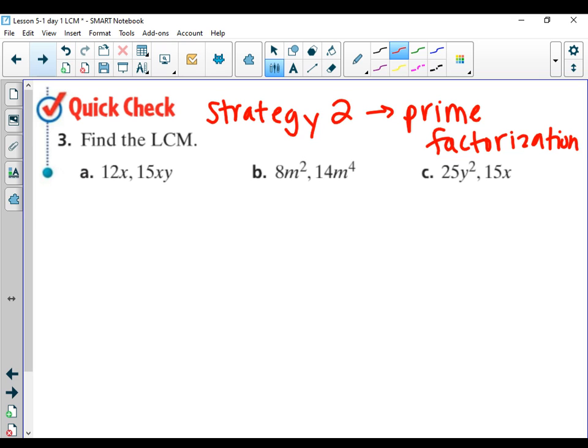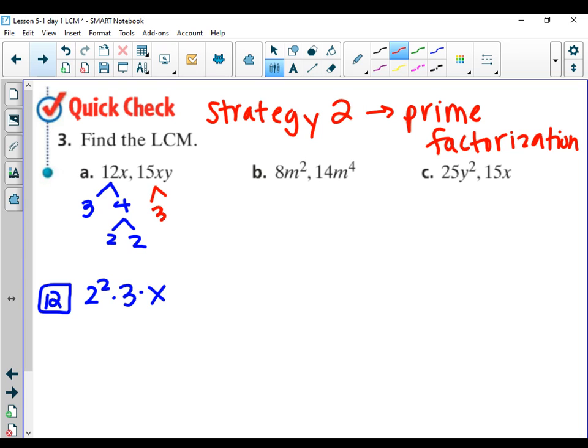Strategy 2, prime factorization. Are you ready? Again, for some problems, it might go faster because we're pretty good at factor trees at this point. So I broke 12 up into 2 squared times 3 times x. 15 is 3 times 5 times x times y.